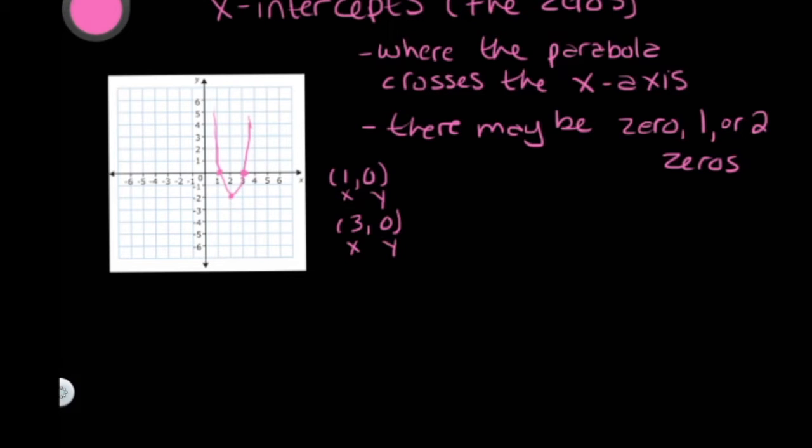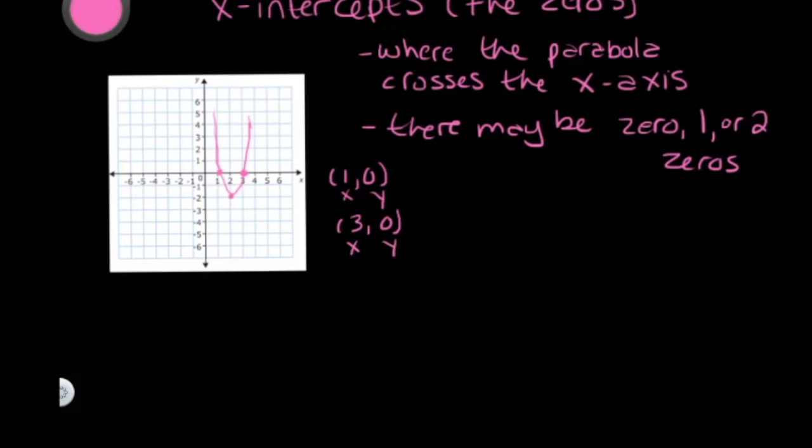So we call these the zeros because the y is always going to be 0. They are my x-intercepts. They are where I cross the x-axis. I have two different points, right? I cross at 1 and 3. So my zeros are 1 and 0 and 3 and 0. So those are my x-intercepts.